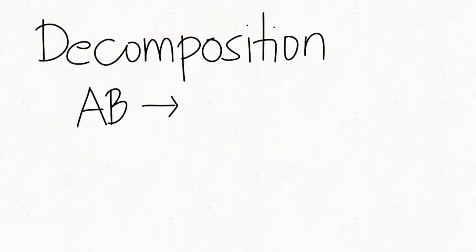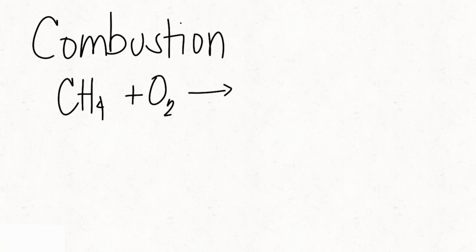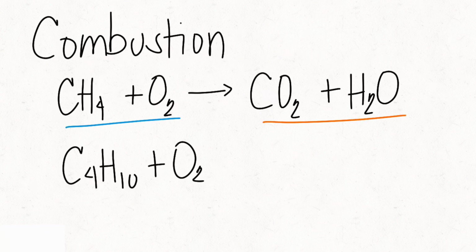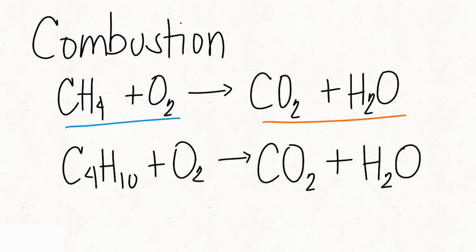Let's proceed with the next one, which is decomposition, the exact opposite of synthesis or combination. If in synthesis we are combining elements, in decomposition we are breaking down compounds into many elements. Let's proceed with the next one, which is combustion. In combustion, always consider if the reactants are combustible. In our first example, we have methane and oxygen gas. In our second example, we have butane and oxygen gas. And the products of combustion are always carbon dioxide and water.